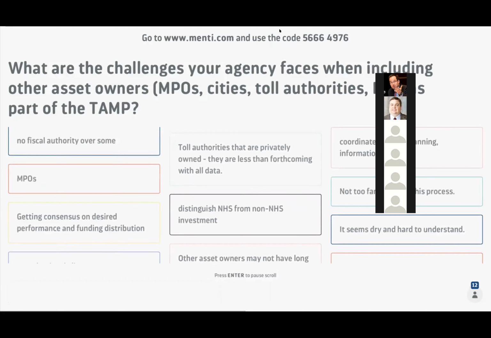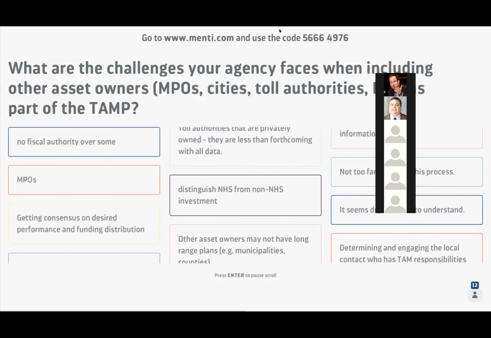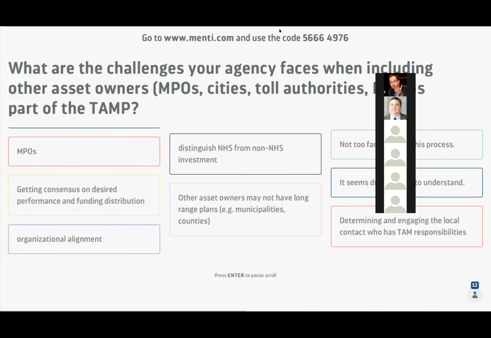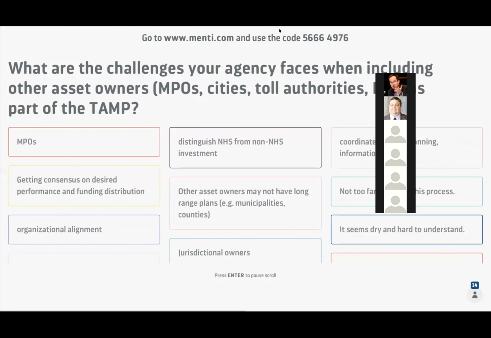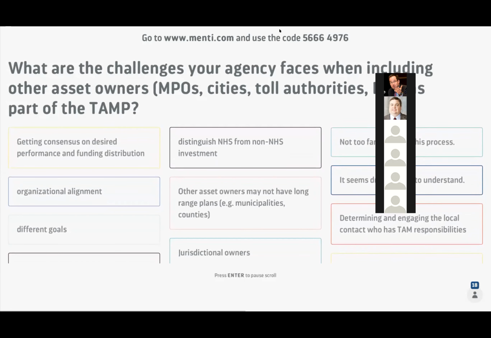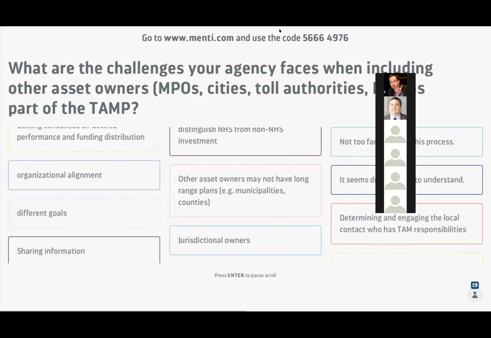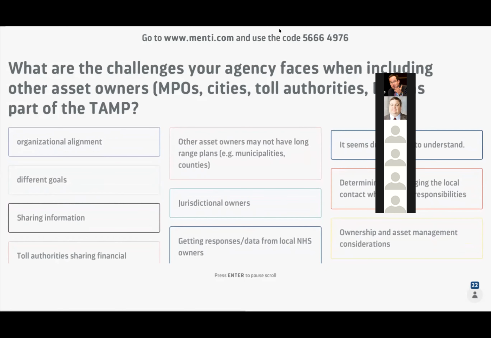And also there's some, it can be around how you make decisions to achieve those targets. So thank you. We've got a lot of responses coming in there. It seems dry and hard to understand. Hopefully we can talk about that a little bit more when we think about communication. But there's a lot of things there.